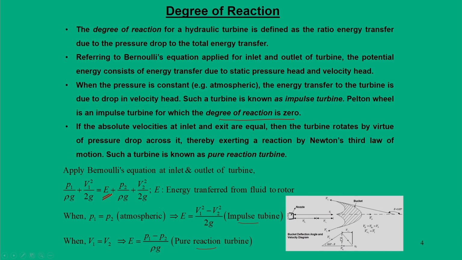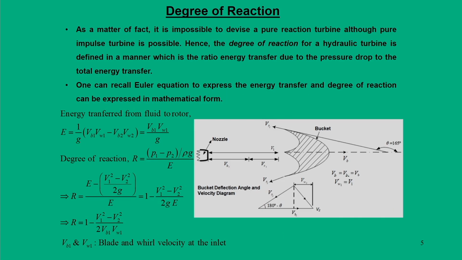So, here if you see this particular diagram, this is for a Pelton wheel. We can see that there is a nozzle. That nozzle essentially gives the necessary water jet for running the bucket of water. So, that means velocity is getting converted to energy transfer to the rotor. Now, since we cannot have complete pure reaction turbines, we define this degree of reaction.